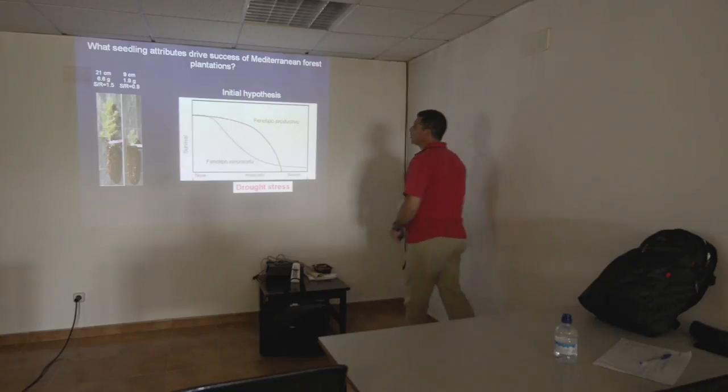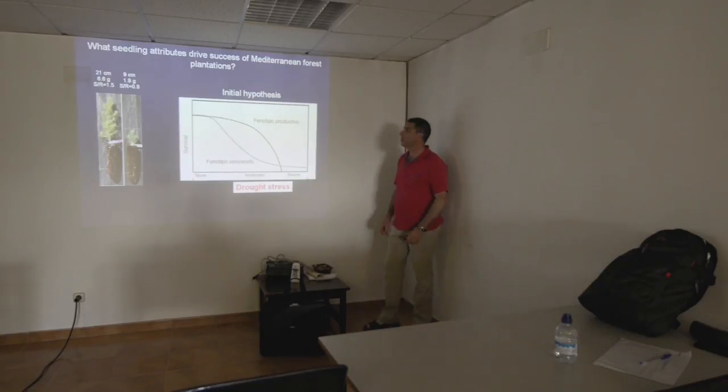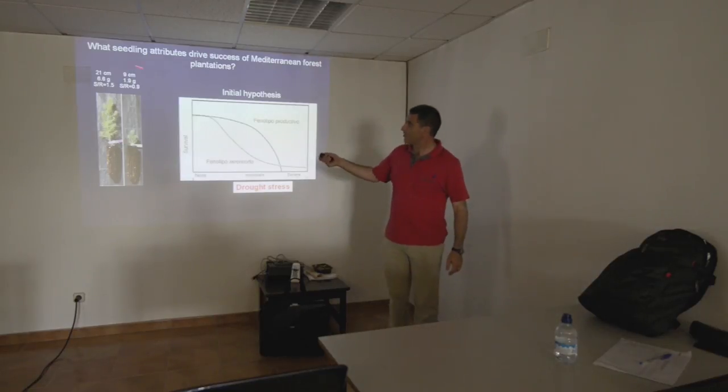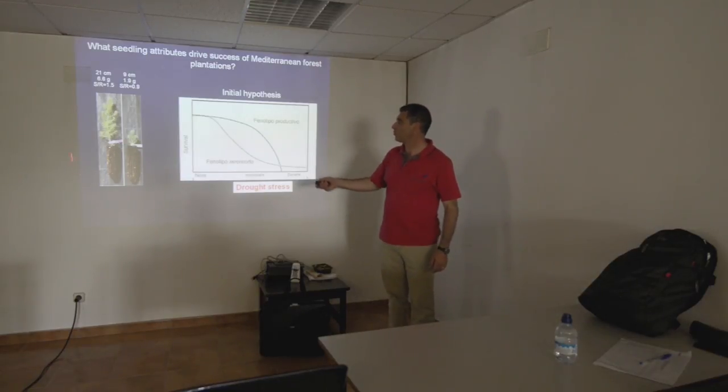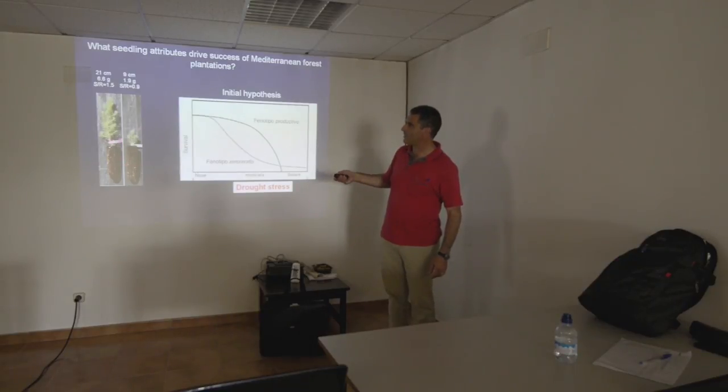So our initial hypothesis when I started to work was that if we compare the morphology, two sorts of morphologies, large seedlings with a lot of leaves against small seedlings with fewer leaves, this plant seems to be more balanced with respect to the root system because it has a small transpiring surface relative to the water absorbing surface. And this plant seems to be more unbalanced because it has a large transpiring surface relative to the root system.